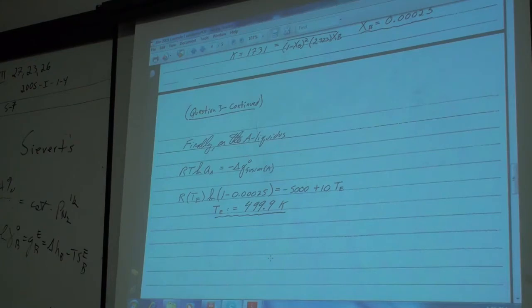That was not an easy question. I don't know if anybody got that right. I always like to give one question that challenges you. Any questions? Yeah, here we are equating your activity coefficient at 500 Kelvin to the one at the eutectic temperature.